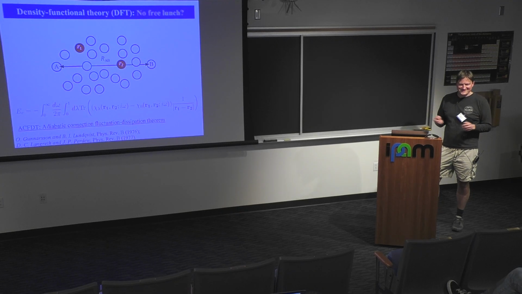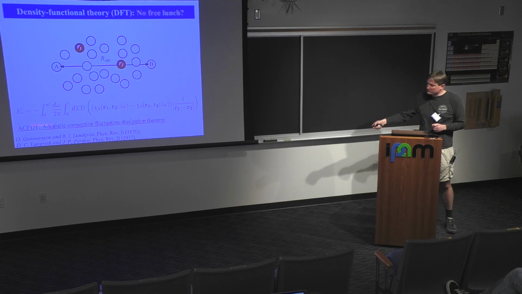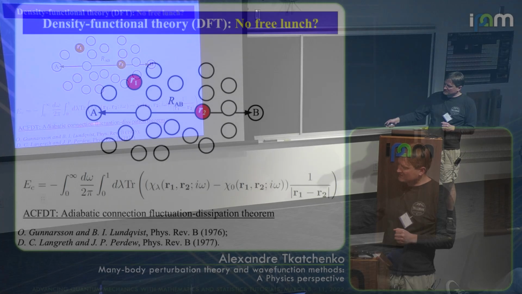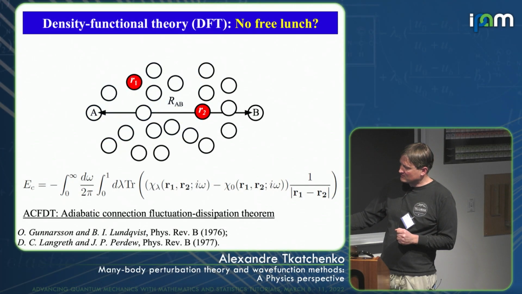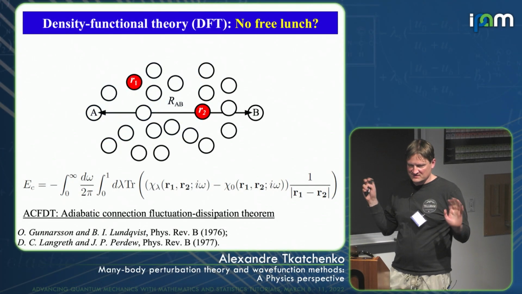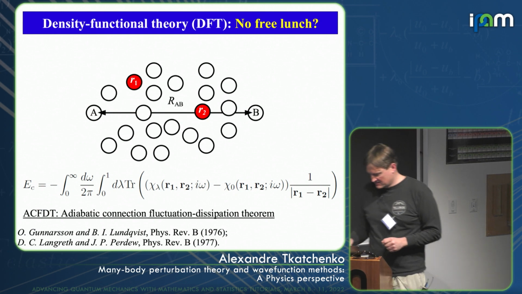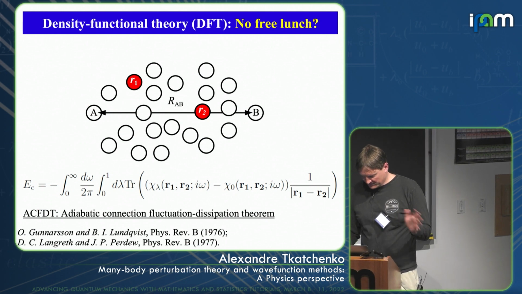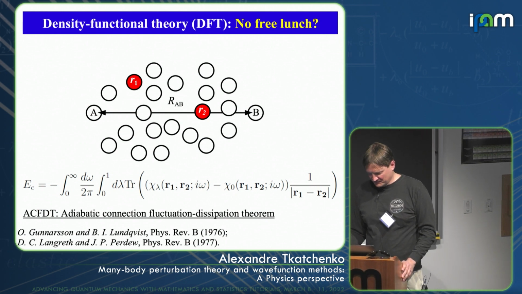Actually, we don't know how to compute the exact one, but if it's good enough, then you can approximate the correlation energy quite well. And so this approach is called the adiabatic connection fluctuation dissipation theorem, or ACFDT, and this comes from statistical physics and from a Lagrangian approach in field theory.